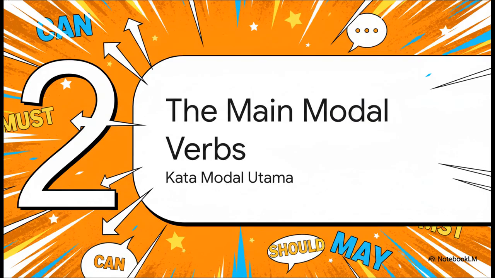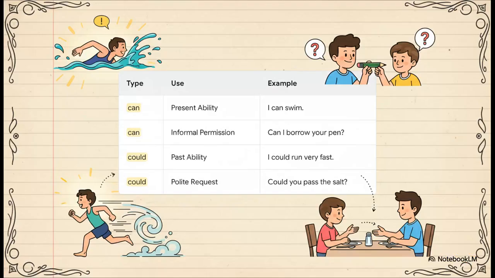And now for the main event, Part 2, the main modal verbs, kata modal utama. This is where the real learning begins. Let's meet these power words one by one. First up, we have can and could. Can is all about ability in the present. Kemampuan saat ini. For example, I can play the guitar. You can also use it for informal permission, with your friends. Hey, can I borrow your charger?